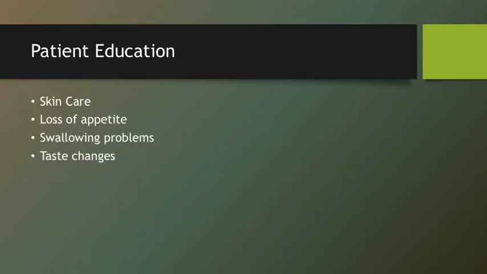Okay? Again, problems with loss of appetite and anorexia, so you have problems with nutrition. There's swallowing problems from the burns and from the desquamation. And taste changes. Food tastes weird.